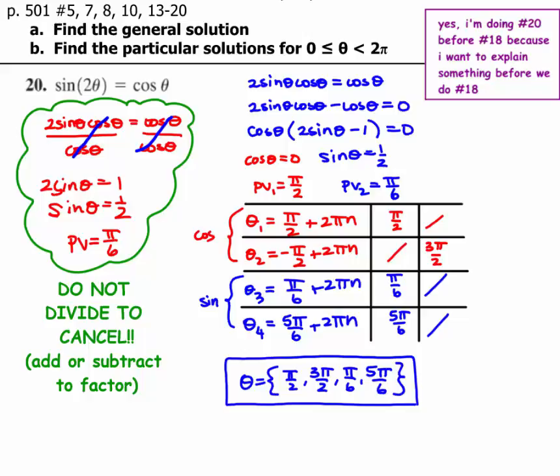All right, so now you can see that by adding and subtracting and factoring, we have these 2 additional particular solutions that we would not have had if we had canceled out. So be very, very careful.